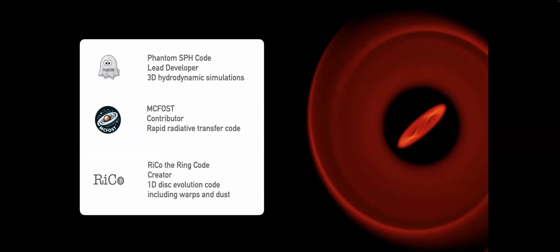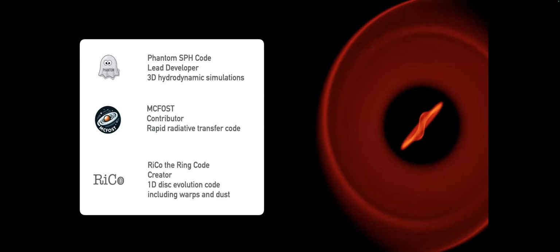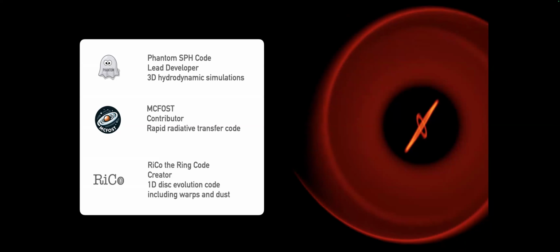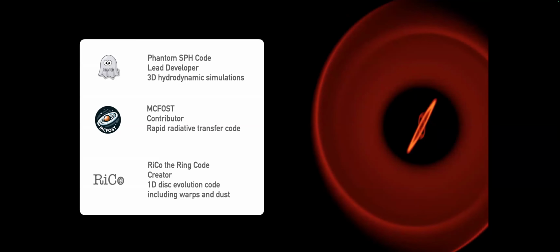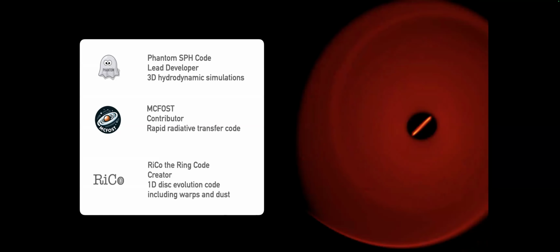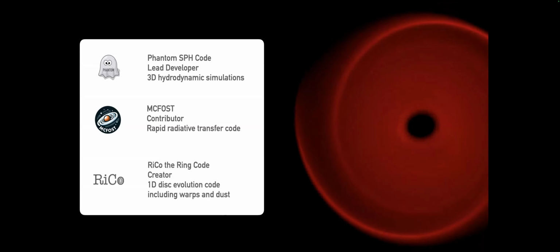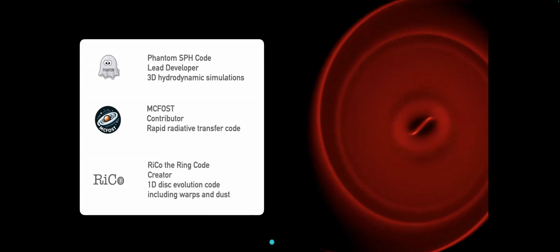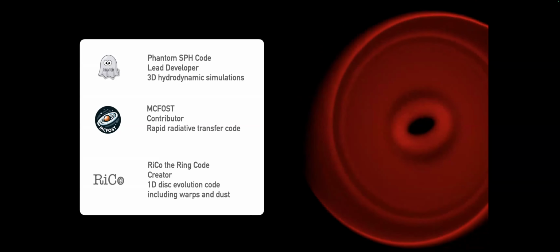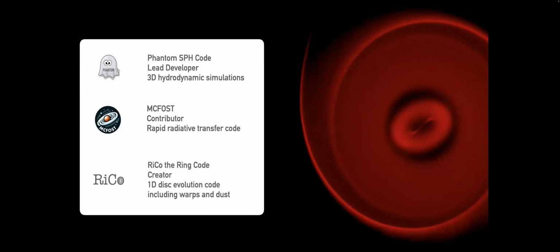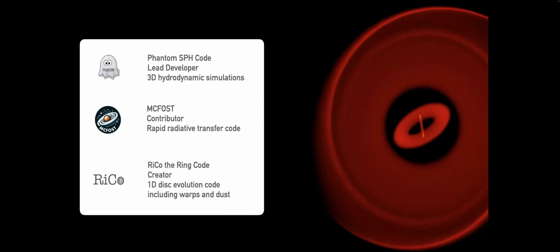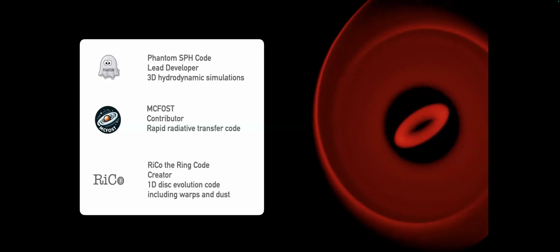The first one of these is the Phantom SPH code. So I'm one of the lead developers. This code was invented by Daniel Price, and it's key for allowing us to do these 3D hydrodynamic simulations. And you can see an example of one of those here. The other tool that I use is MCFOST. It's a rapid radiative transfer code. This code allows us to take the outputs from our simulations and turn them into synthetic observations so that we can compare what we see from the simulations to what we see from the observations. And that allows us to make really rapid progress in what we're doing.